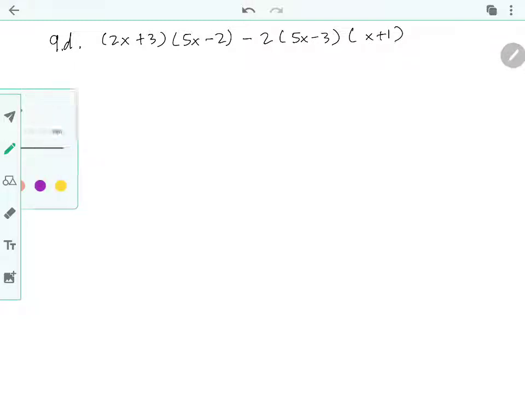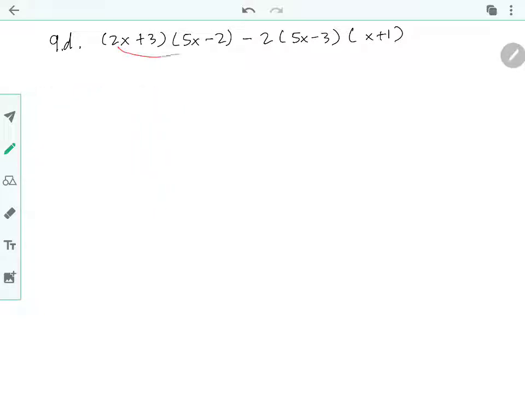Okay, let's do number 9. Let's do the last one, 9D. Maybe some of you will think that D is the hardest part, but actually all of them have the same difficulty. It has just become more complicated, but the basic idea is the same. So 2x plus 3 times 5x minus 2, minus 2 times 5x minus 3 times x plus 1. Okay, now what shall we do?